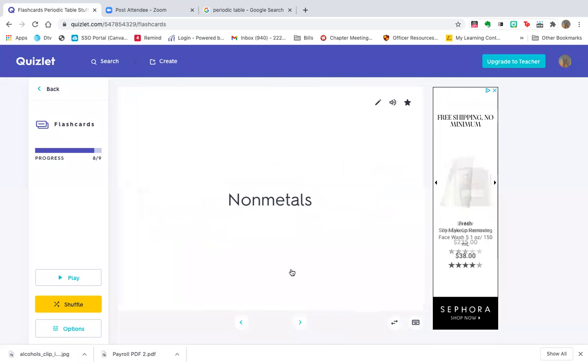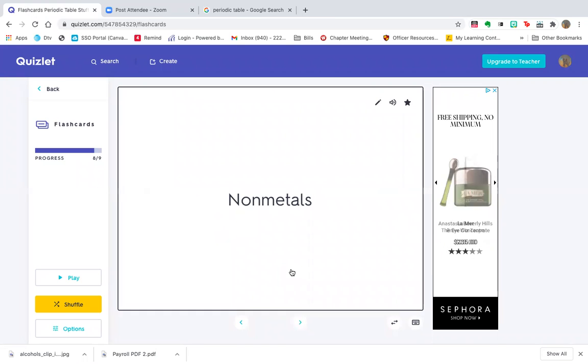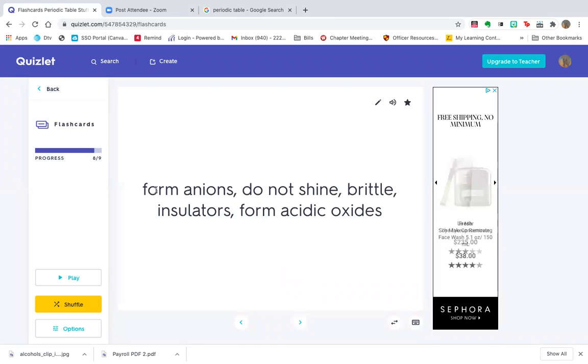And this is the characteristics of non-metals. Can you give me three of them? Brittle, insulators, and acidic oxides. Yep. And then the other ones would be that they form ions and they do not shine.